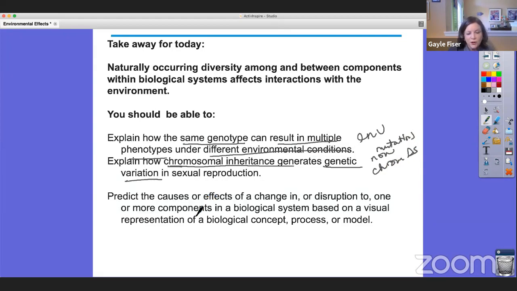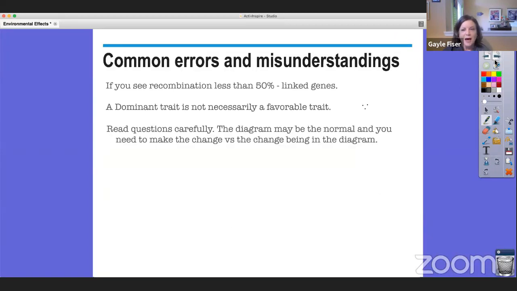All right, predict the causes or effects of a change in or disruption to one or more components in a biological system based on a visual representation of a biological concept, process, or model. And we predicted what would happen if it was different almost the whole day through this. Stay tuned because I have some practice exam information for you at the end.